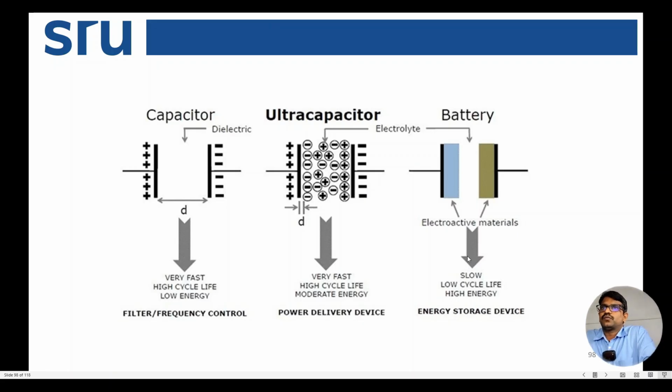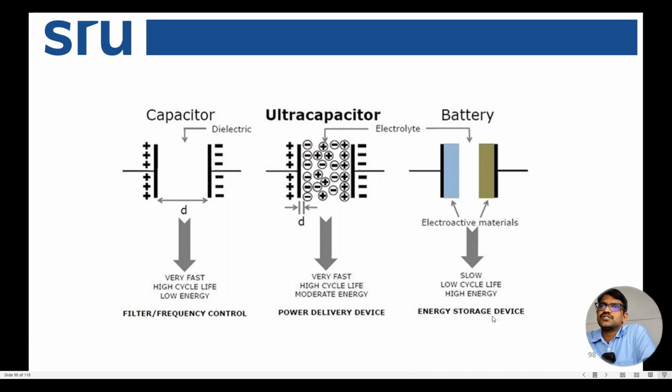Then what about the properties of a battery? A battery is slow: it slowly charges, slowly discharges, and has a low cycle life, in the order of hundreds. Supercapacitors are in the order of thousands, even tens of thousands. But what is the battery's advantage? It can store high energy.